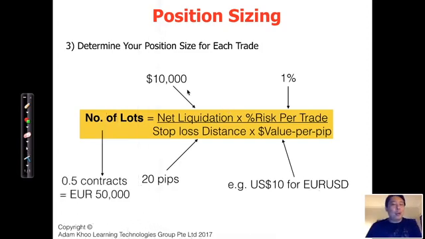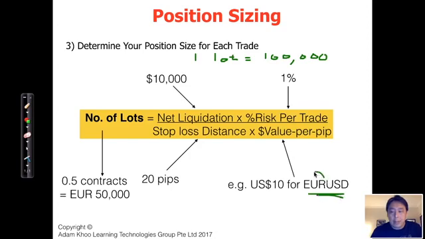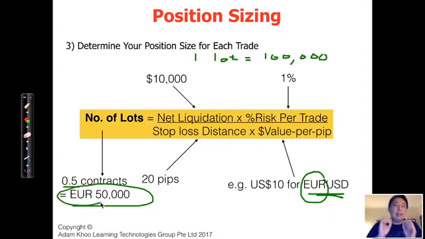So yeah. Once you punch in these numbers, 10,000 multiplied by 1%, divide by 20 times 10, you will get 0.5. So the answer is 0.5. So what is 0.5? 0.5 means 0.5 lots, if you will. Now recall, in lesson 1, one standard lot in Forex is 100,000 of the base currency. So in this case, the base currency is Euro, right? So one lot is 100,000 euros. So 0.5 lots would be 50,000 euros. Okay, so that's exactly the number of euros that you will buy to place this trade.